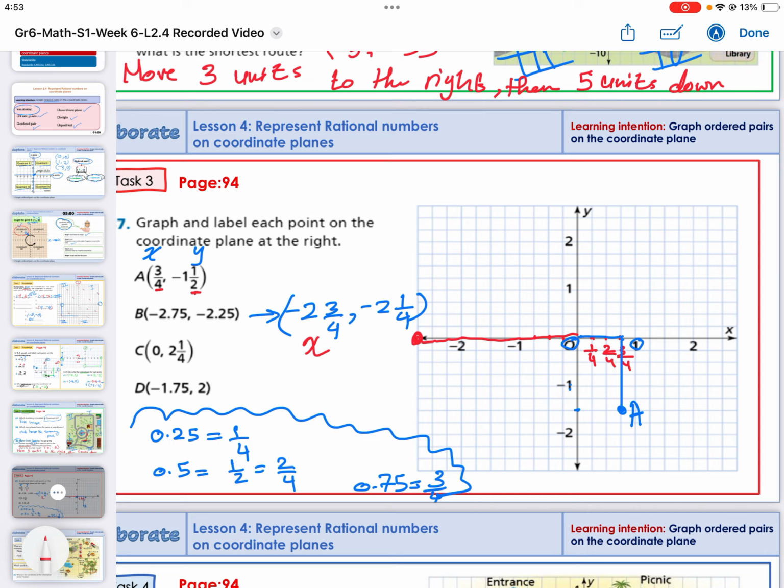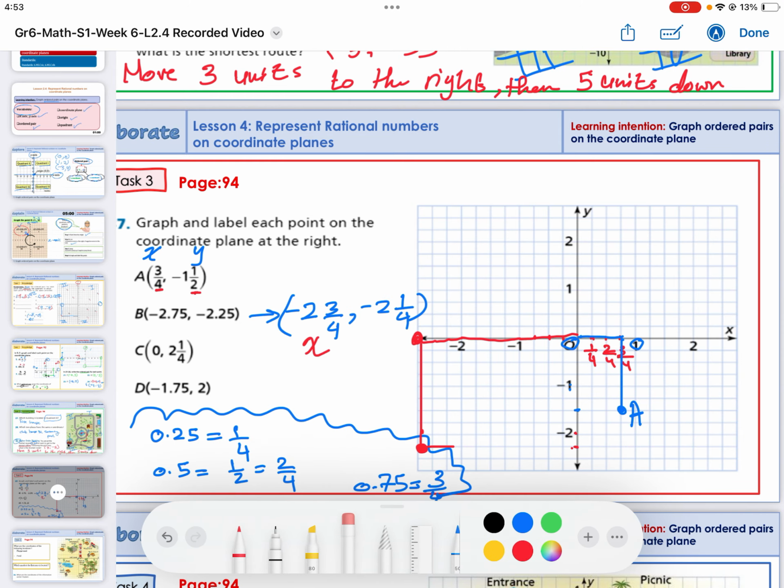Now, from the x, I should move below to negative 2 and 1 quarter. So let's start moving. That's your negative 1. Still not there. Negative 2. Still not there. So close, but I can know that negative 2 and 1 quarter will be here. So that is, you guys, my point. Okay? I went from here to here. That will be my point B. So you are going to name it point B. Okay? Then you can delete those lines that helped you get to the point.